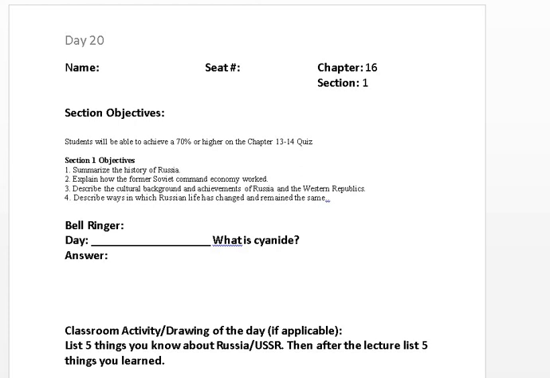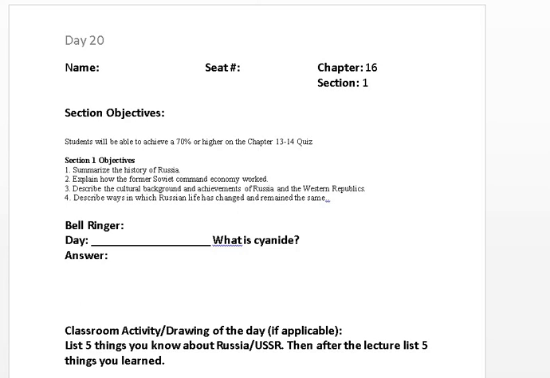Today's lecture is going to be over Chapter 16, Section 1. Section 1 objectives: Number 1, summarize the history of Russia. Number 2, explain how the former Soviet command economy worked. Number 3, describe the cultural backgrounds and achievements of Russia and the Western republics. Number 4, describe ways in which Russian life has changed and remained the same.